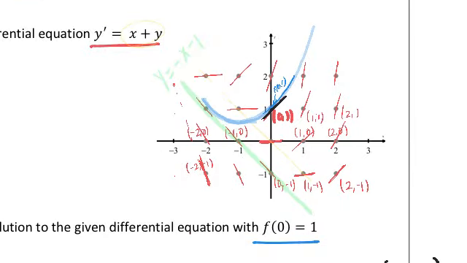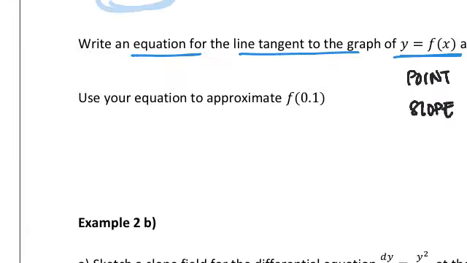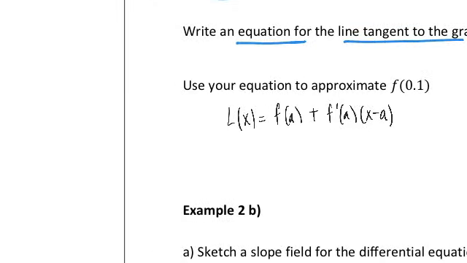So this is our linear approximation that we learned about back in the fall, and we know that the linear approximation L of x is f of a plus f prime of a times x minus a. So let's just be clear that our point is (a, f of a).